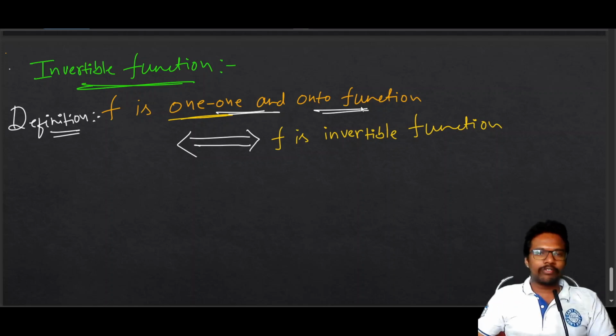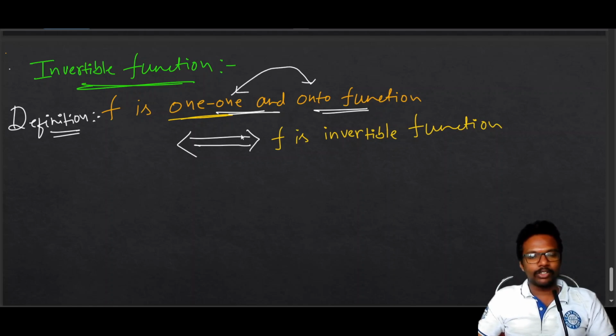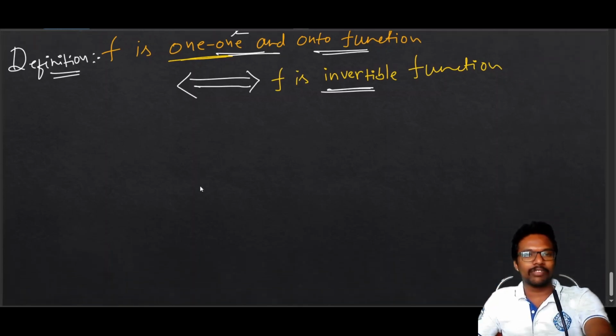Okay, so f is a one-one and onto function. If f satisfies both one-one and onto, then we can call f an invertible function. If the function satisfies both one-one and onto, we know f is said to be a bijective function. Similarly, f can also be said to be an invertible function. So what does this new term, invertible function, mean? Let's understand with an example.